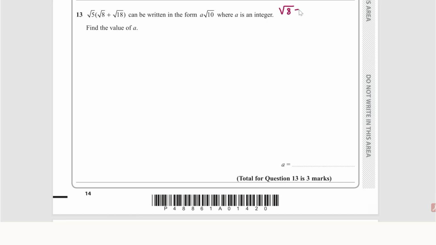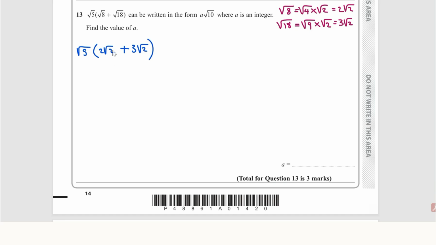Root 8 is the same as root 4 multiplied by root 2, which gives us a simplified answer of 2 root 2. Root 18 is the same as root 9 multiplied by root 2, which gives us a simplified answer of 3 root 2. So now we can just sub these numbers in. Now we are going to have root 5 multiplied by 2 root 2 plus 3 root 2.